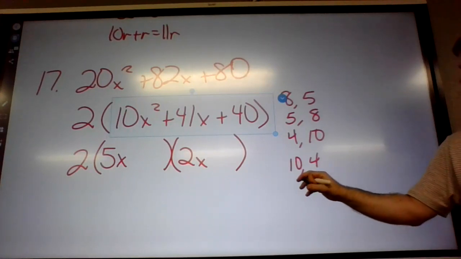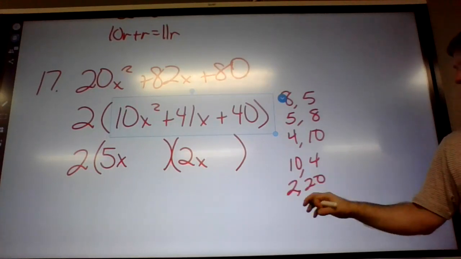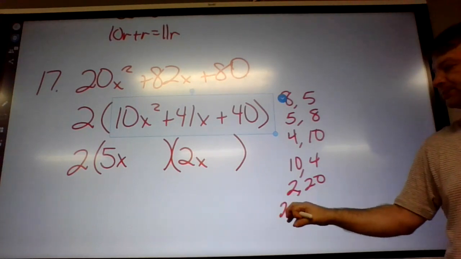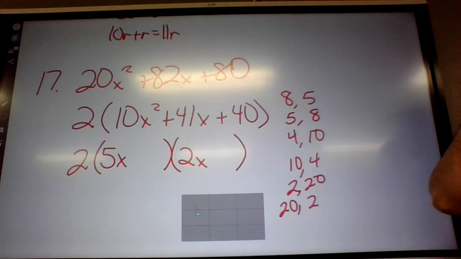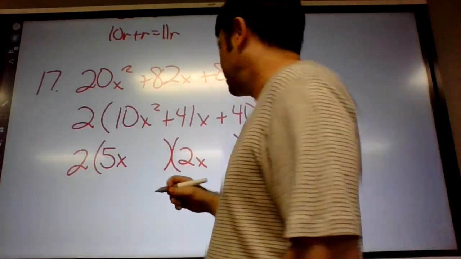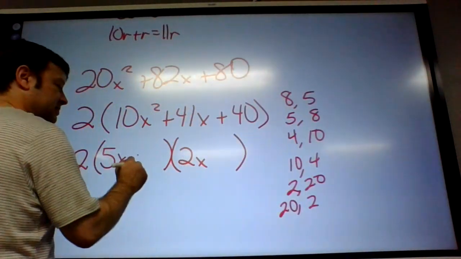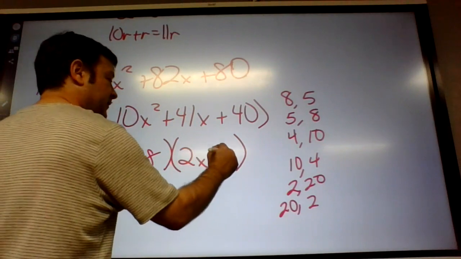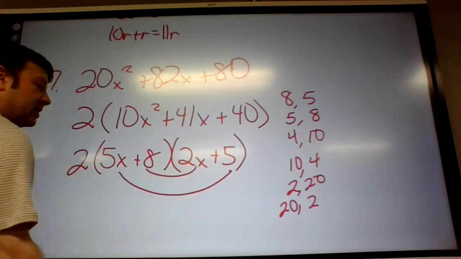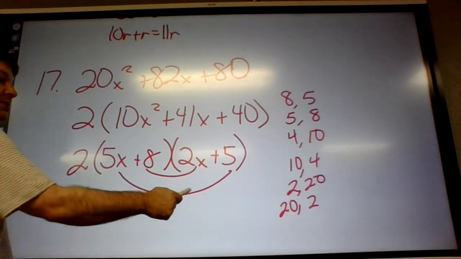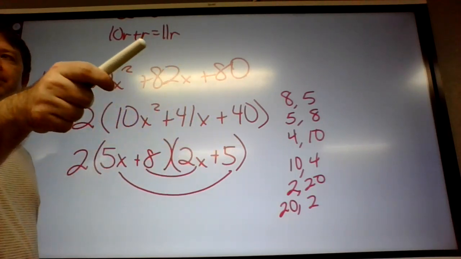Could be 2 and 20. Could be 40 and 1. Lots of options. I would definitely probably start with 8 and 5, though. 5 and 8. Alright, let's see if it works. 8 and 5. How do I check? Outside, inside.